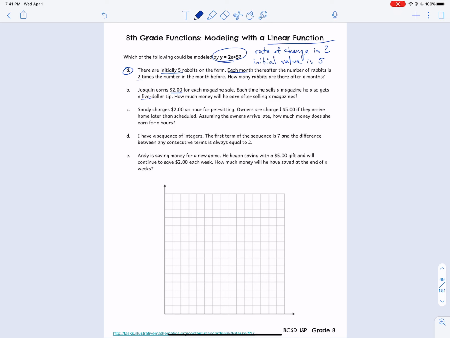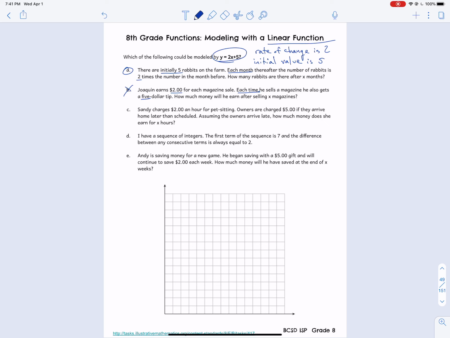So let's think about every magazine that he sells. Okay, so this would be the rate of change. So he sells one magazine, how much does he get? So it's $2 plus each time, every magazine, he also gets $5. So really he gets $7 per magazine. Okay, so $7 is the rate of change, which doesn't match our equation, which has a 2. Okay, so that does not work. So this would be y equals 7x, because he gets $7 every time he sells a magazine.